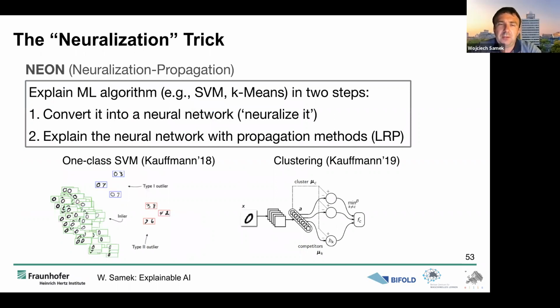So the trick goes as follows. If you can't explain your algorithm, for example, your support vector machine or your clustering solution, try to neuralize it, try to convert it into a neural network because we know how to explain neural networks. We have all the tools, we have all the machinery, we have all the theory for explaining neural networks. So if you convert your classical algorithm into a neural network, then you can also explain it. And this is what we did with clustering.